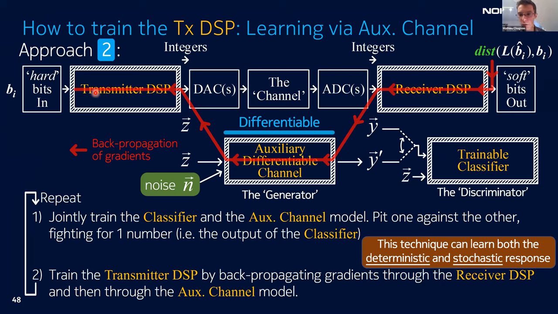You use a classifier at the receiving end. This classifier outputs a single value, a probability, which is the single output of the classifier. You inject into the classifier the real integers from the system, as well as the integers coming out of the channel model. And you train the classifier to better classify: this is coming from this, this is coming from that, that's coming from this, this is coming from that.